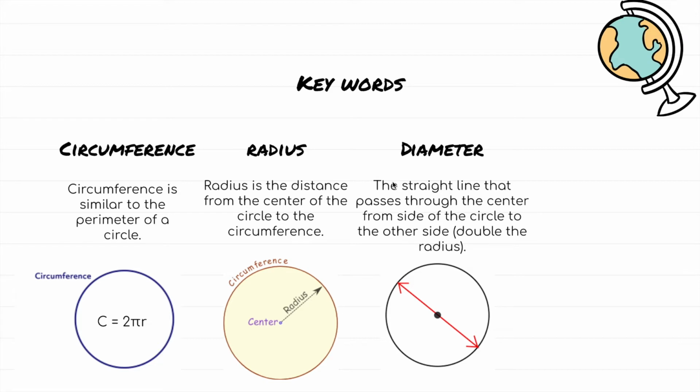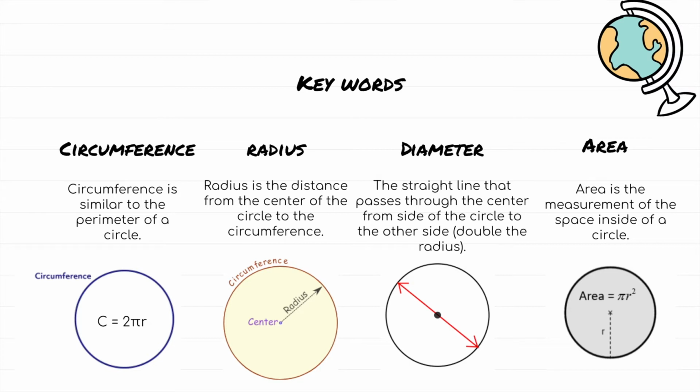Diameter is the straight line that passes through the center of the circle from side to side. So this is just going to be twice the radius or double the radius. So for example, if the radius was 12, then the diameter would be 24.